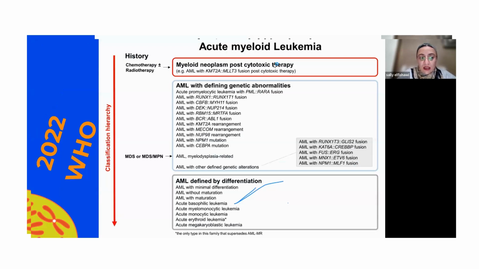As you can see in the 2022 WHO classification of AML, it's all based on either genetic fusions, rearrangements, or mutations that can all be detected for diagnosis via the qualitative molecular techniques that we said before.